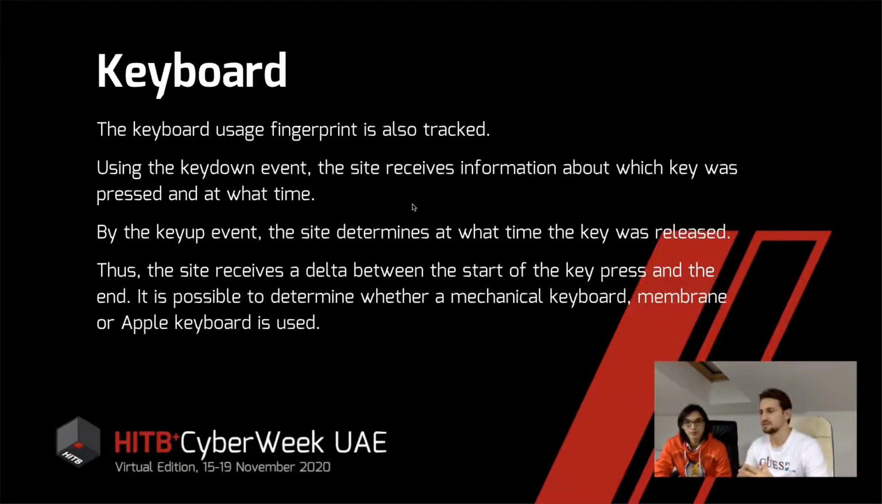It is about the speed of your typing, right? And there is some explanation. Using the key down event, the site receives information about which key was pressed and at what time. By the key up event, the site determines at what time the key was released. In this way, the site understands a delta between the start of the key press and the end. And it's possible to determine whether a mechanical keyboard or membrane or Apple keyboard is used.